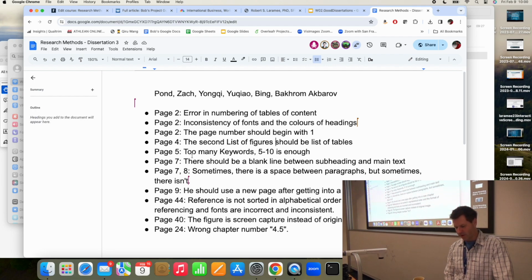So there's a lot of comments on the formatting here. This is more of an evaluation of the format. Okay, so inconsistent spacing. Use a new page after getting into a new chapter. I would say this is not critical. Okay, this is definitely a good thing to notice. This is a big problem.